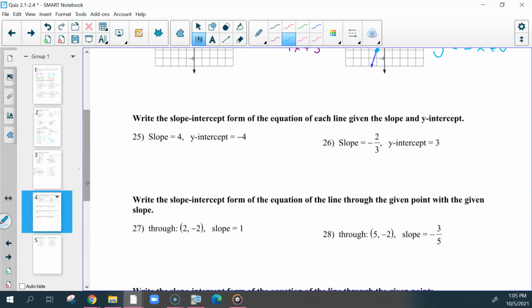For 25 and 26, they gave you the slope and the y-intercept. You just had to put them in slope-intercept form.